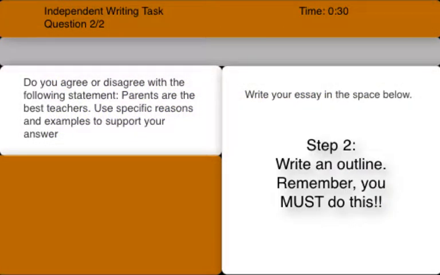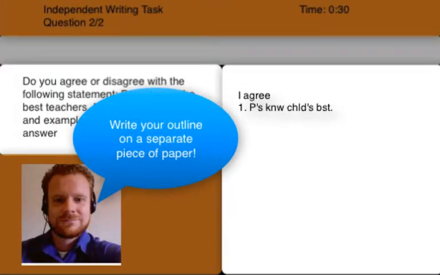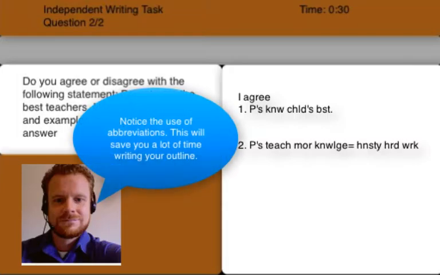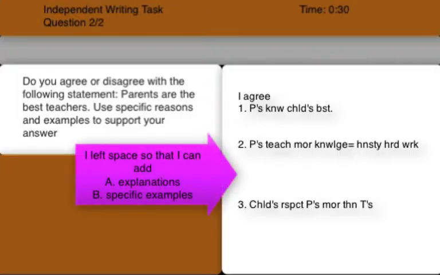Now comes step 2. Write a short outline. Here's an example outline for an essay that agrees with the statement. Agree. Number 1. Parents know their children best. Number 2. Parents can teach children more skills than book knowledge, like honesty and hard work. 3. Children generally respect their parents more than their teachers. You'll notice that I left some spaces in between each of my major reasons. This is because after I have my major reasons, I need to explain the major reasons and add specific examples.